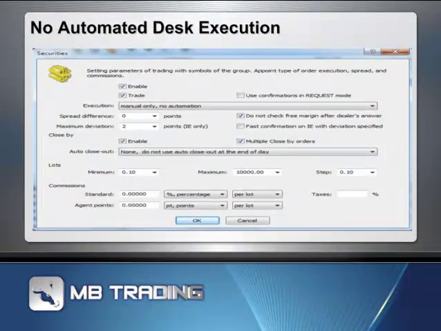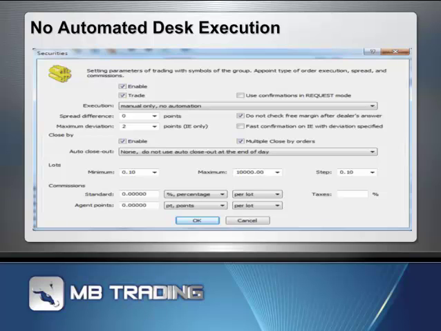Here's another slide that shows some of the back-end functionality of the MetaTrader server software. A couple of things you see in this one, we'll just start from top to bottom. Obviously, the system is enabled, the trading is enabled. The manual only, no automation execution. Again, there's 3 settings for that. The other 2 are deal desk settings.